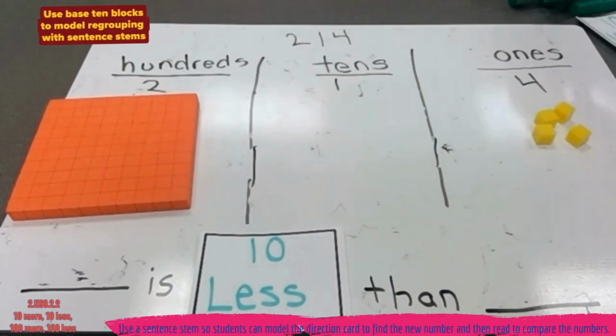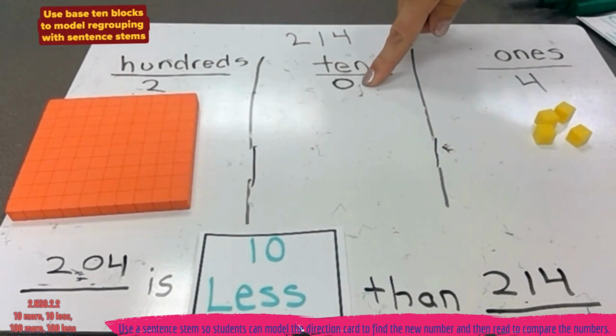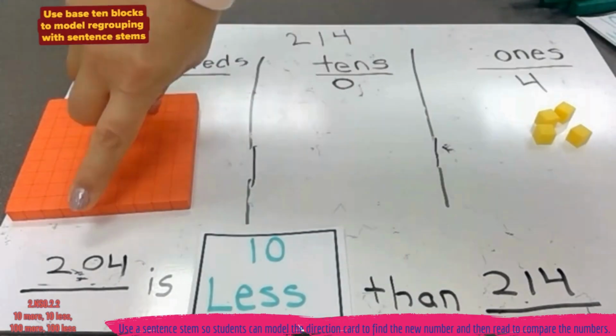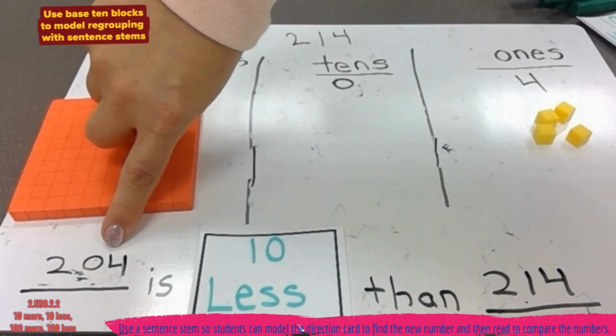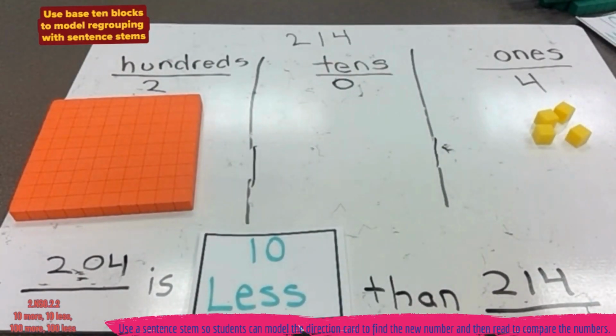Now we've started with 1 in our hundreds place, but we need 100 less, which also means that our new number is going to be less than 100. This new number only has 2 digits to represent tens and ones.